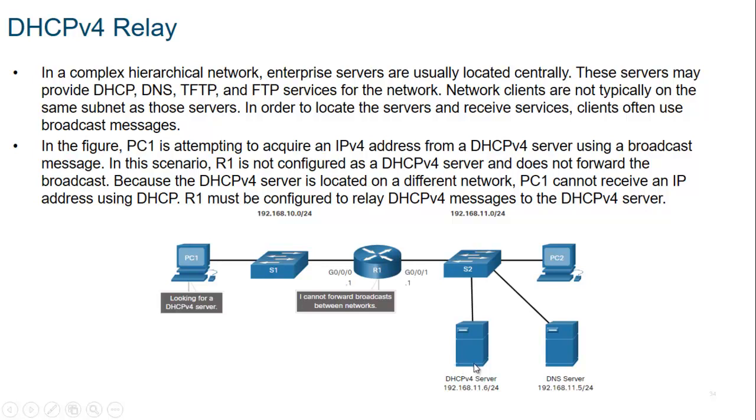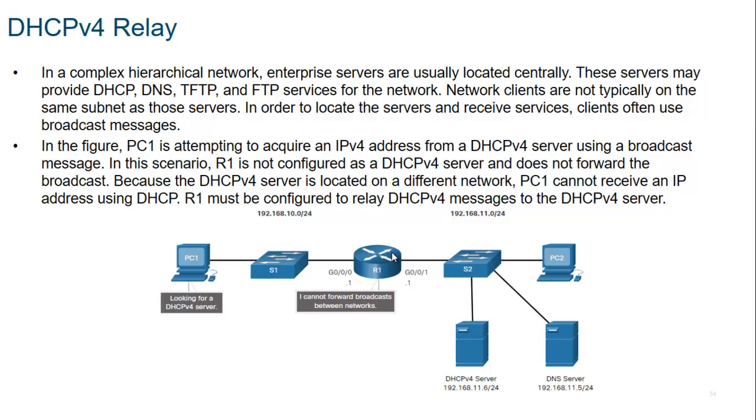In this case, we have a DHCPv4 server. The router is not doing this DHCP service. So PC1 is attempting to acquire an IPv4 address from the DHCPv4 server using a broadcast message. PC1 is broadcasting that it needs the service, but this is a router. One of the router features is that it does not forward broadcasts. Now we are in a problem, because the DHCP server is located on a different network, PC1 cannot receive an IP address using DHCP.